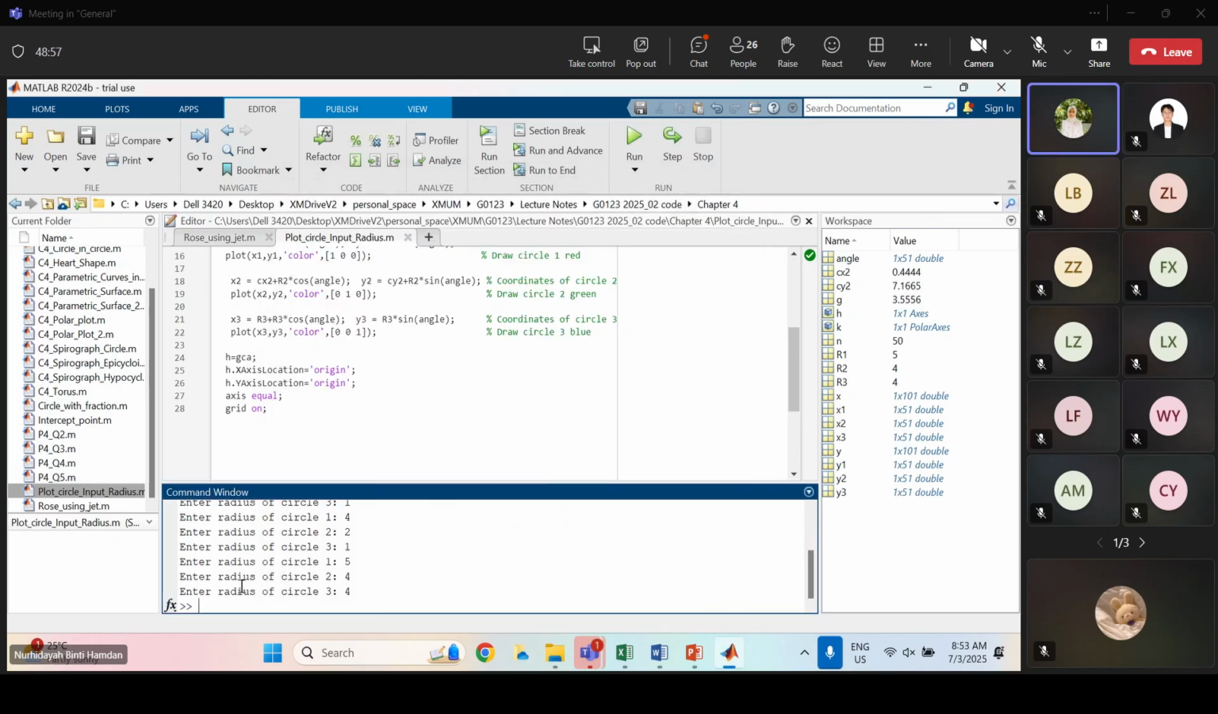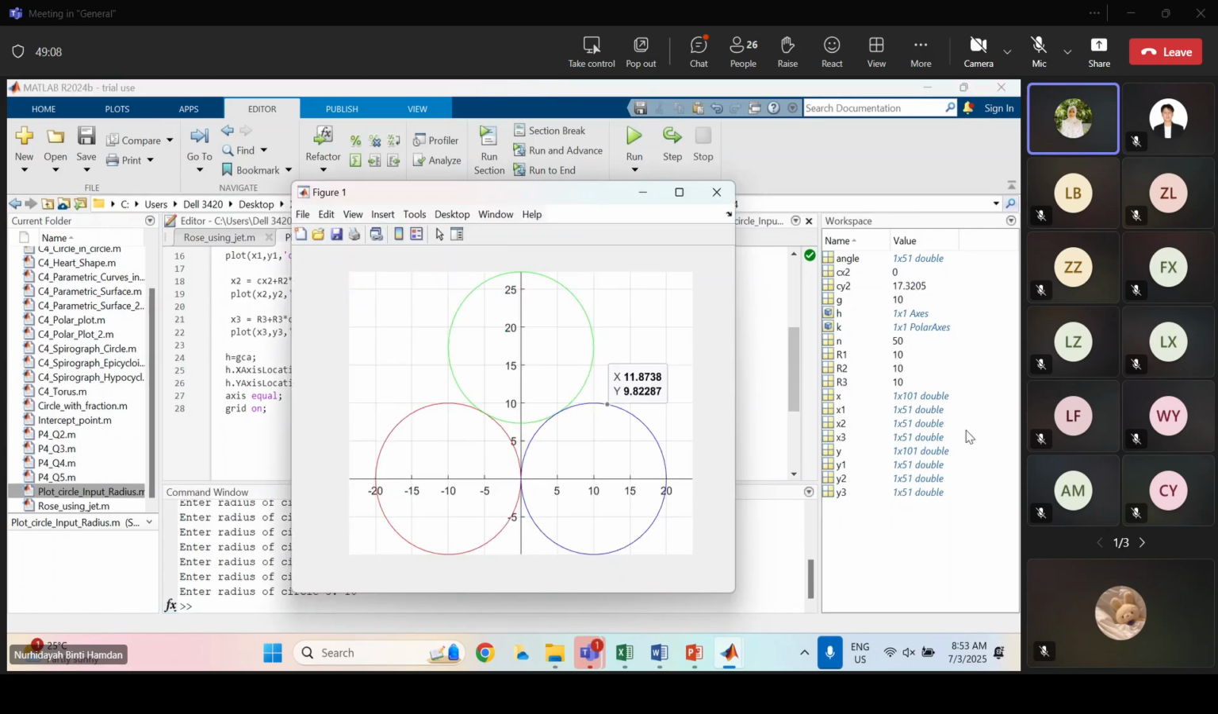Let's say you want the same circle with the same radius. So I put here 10, 10, and also here 10. So it will produce the 3 circles with equal radius.